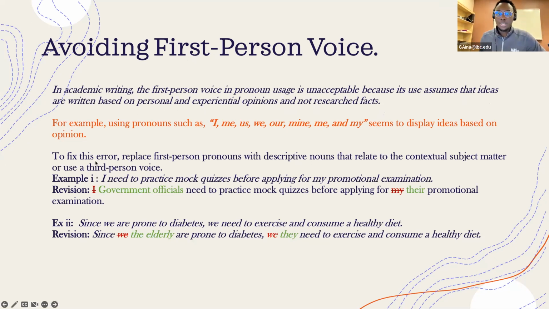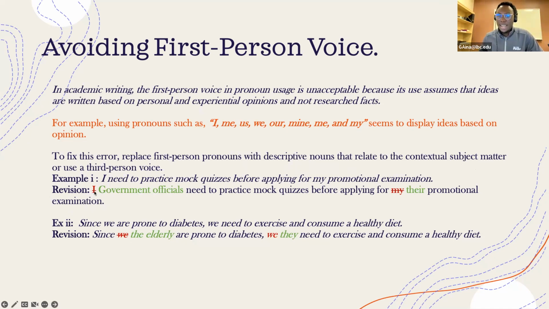Now, to fix this error, replace first person pronouns with descriptive nouns that relate to the contextual subject matter, or use a third person voice, right? In academic writing, third person voice is allowed. Feel free to use that. So the first example, example 1: I need to practice mock quizzes before applying for my promotional exams, right? That is the first example. Now, this is how I revised it.